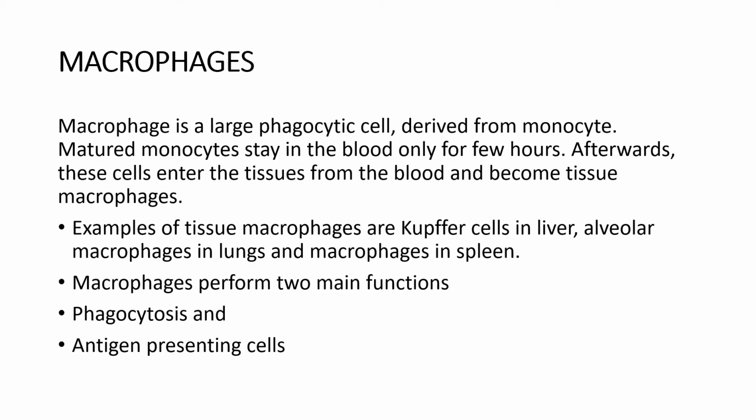Now the big eaters, the macrophages. Macrophage is a large phagocytic cell derived from monocyte. Matured monocytes stay in the blood only for a few hours. Afterwards, these cells enter the tissues from the blood and become tissue macrophages. Examples of tissue macrophages are Kupffer cells in the liver, alveolar macrophages in the lungs, and macrophages in the spleen. Macrophages perform two main functions: phagocytosis of the pathogens and acting as antigen presenting cells.